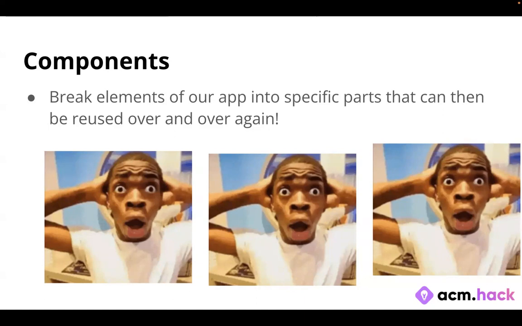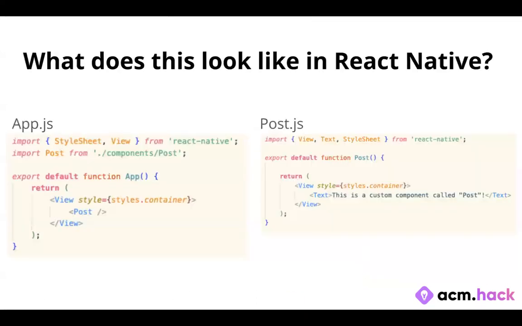So for those of you that have heard of it, this is a concept called abstraction. But if you haven't heard of that, it's fine. In React Native specifically, this is what it looks like. So here is app.js, the same app.js that we've been working with. And you can see up here, we import Post from this file path right here, and we reference the component Post in our code. And it just looks like a normal tag, right?